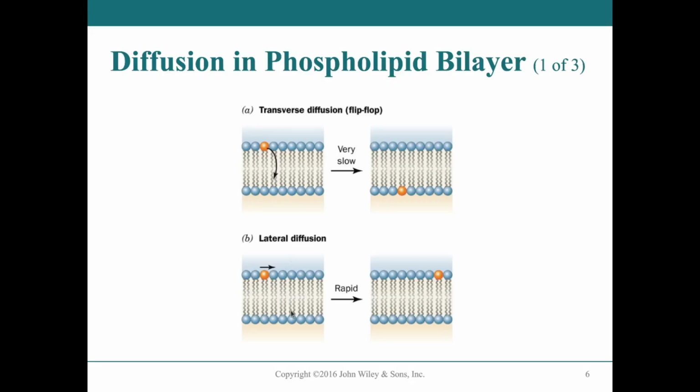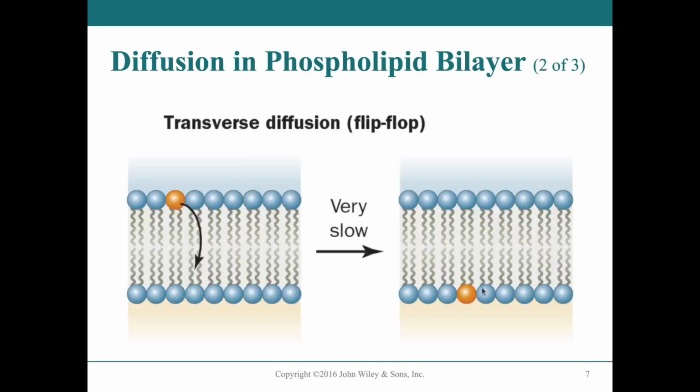Now the other one, which is a rapid movement, is the lateral diffusion, which is basically your phospholipids moving along the same side of the membrane. So they just move along, and that is why they're very rapid. They occur because each individual phospholipid is not covalently bonded with one another. They're just interacting through their hydrophobic or van der Waals interactions.